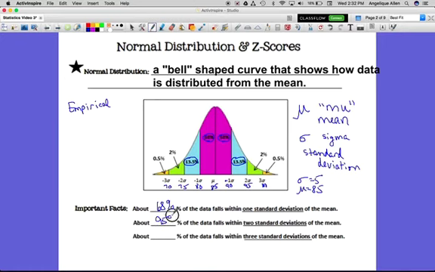And then what percent of the data falls within 3 standard deviations of the mean? Well, that's everything but these 2 little yellow tails. So we could take our 95 and add the 2 greens to it. So 95 plus 2 is 97, and 2 more is 99%.